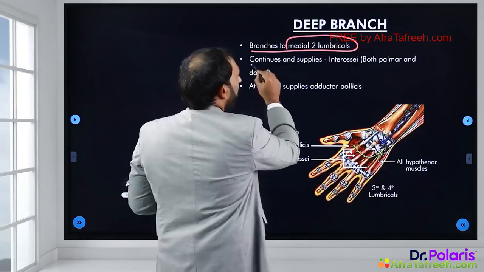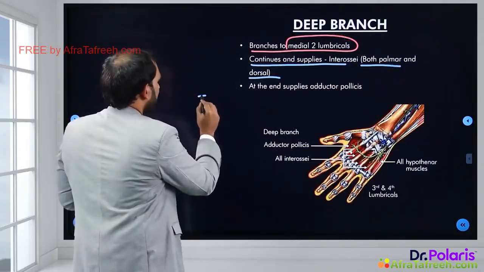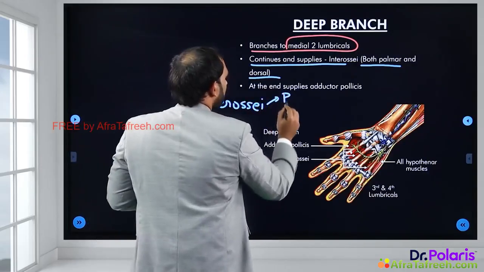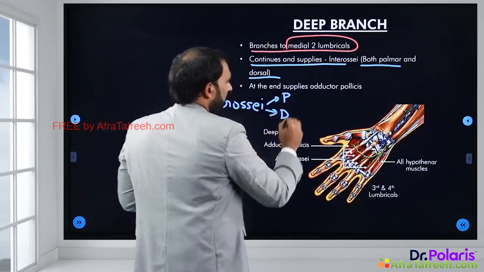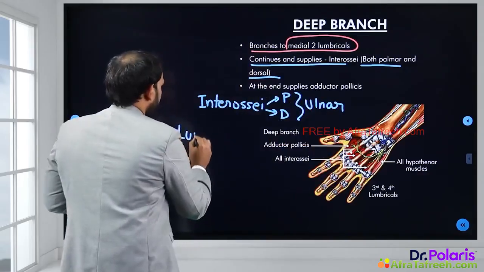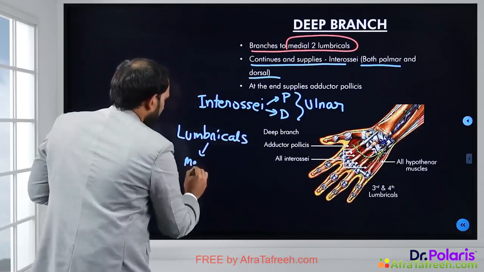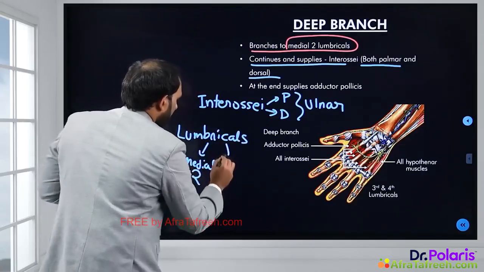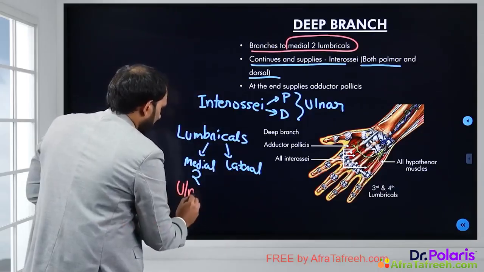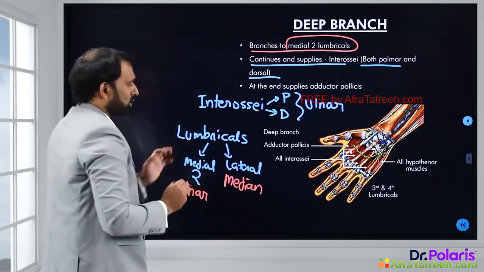So understand that all of the interossei, both palmar and dorsal interossei, are supplied by the ulnar nerve. So let me simplify that for you. We have the interossei, that is palmar and dorsal, and all of these are supplied by the ulnar nerve. The same way, lumbricals: there are medial 2 lumbricals and there are lateral lumbricals. So these medial lumbricals are supplied by the ulnar nerve, while the lateral lumbricals are supplied by the median nerve. So this is very important to understand.